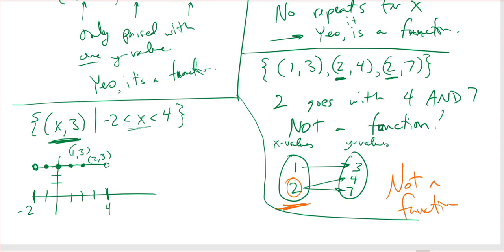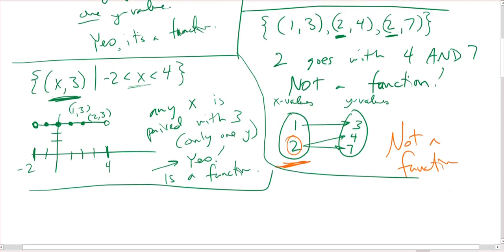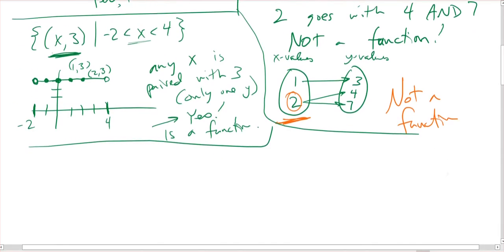We have a whole bunch of ordered pairs. For any x value we choose, we're only going to go to a y value of 3. So any x value we put in there only goes to one thing. Any x is paired with 3, and that's only one thing, right? So we would say, yes, this is a function. If our y value is fixed at 3, and every x value can be chosen between -2 and 4, hey, that is a function.